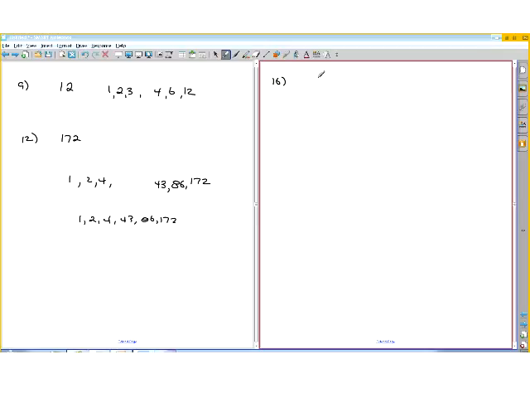Let's look at 16. Use divisibility tests to decide whether the given number is divisible by each number. Actually, we'll do 14, not 16. So our number for 14 is 540. So we have 2, 3, 4, 5, 6, 8, 9, 10, 12.